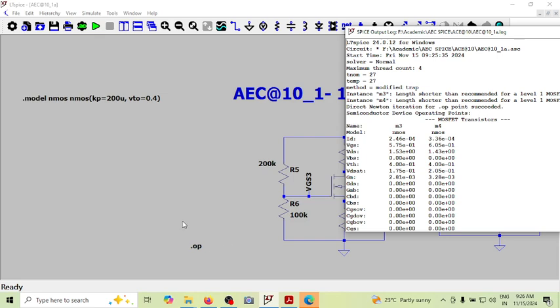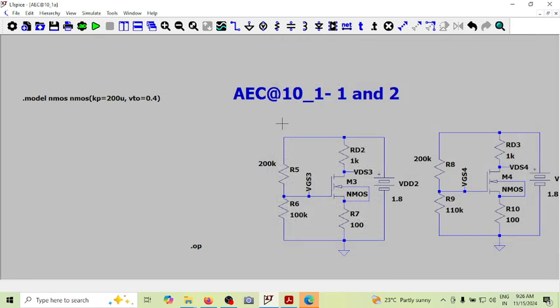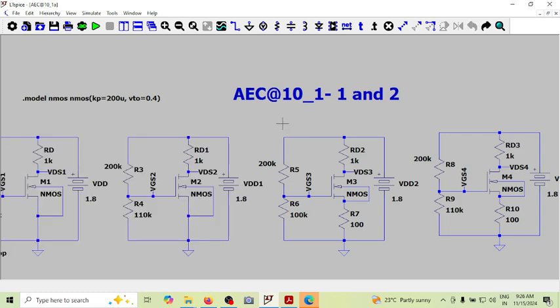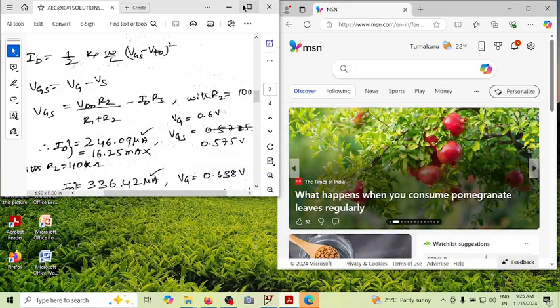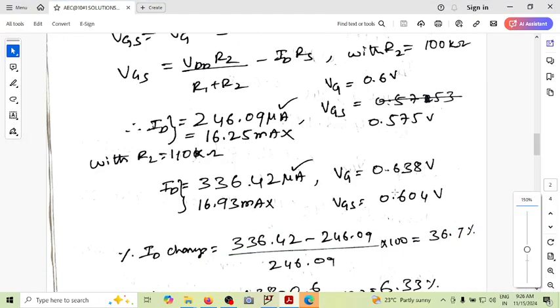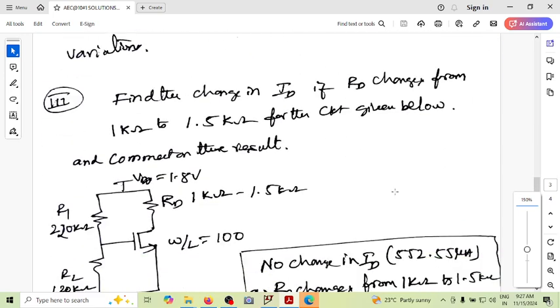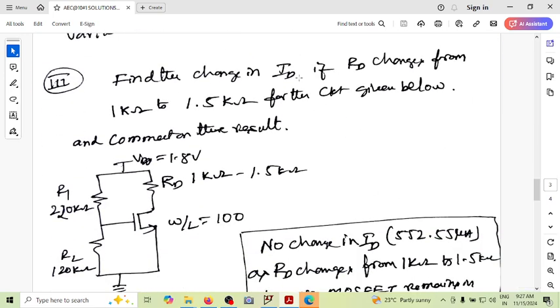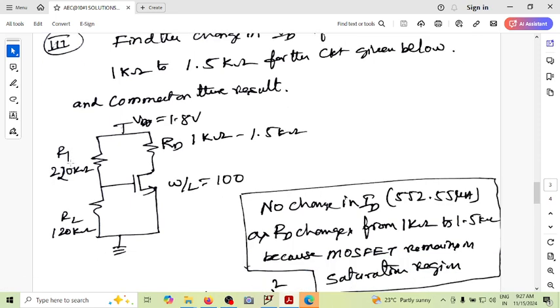Let me put back the circuits, and then let me have the circuit here. Let me save it. Let me go to the next set of problems. The next problem we have is, we are asked to find the change in the value of ID when RD changes from 1K to 1.5K. So this is the circuit you have.